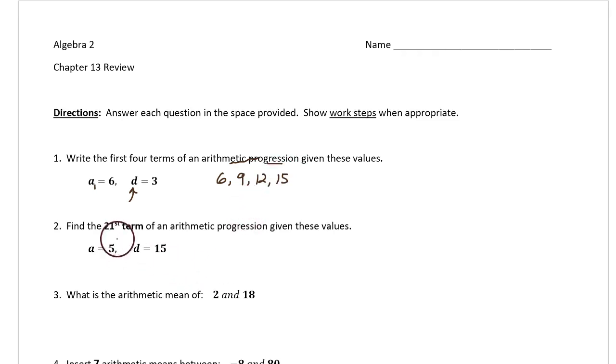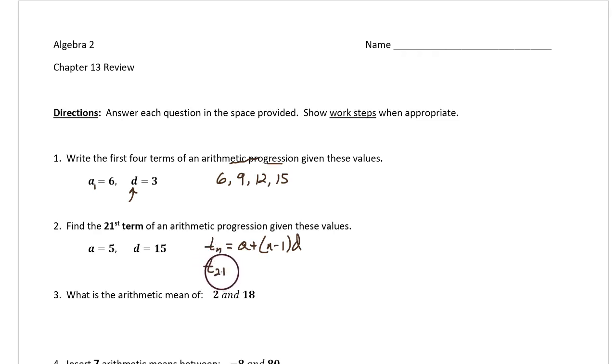Number 2, find the 21st term of an arithmetic progression. Because the 21st term is so far along in the sequence, it's not going to be efficient to actually list out all of the numbers like we did in problem 1. So instead, let's make use of the general term formula. It is T sub n, or maybe A sub n, that doesn't matter, equals A plus n minus 1 times D. So for T sub n, what we're interested in is T sub 21.